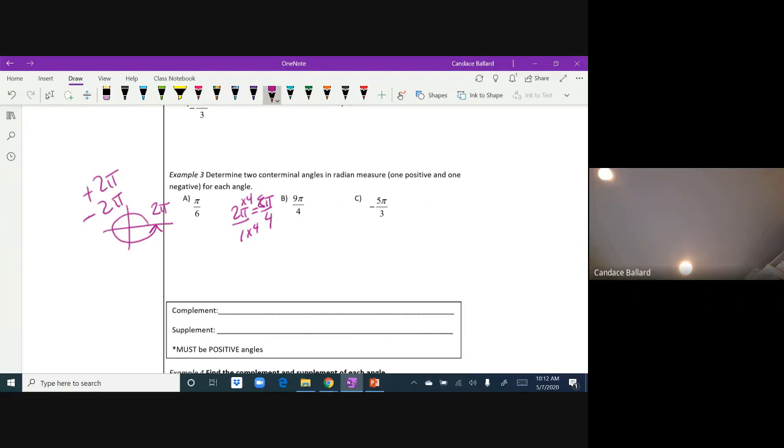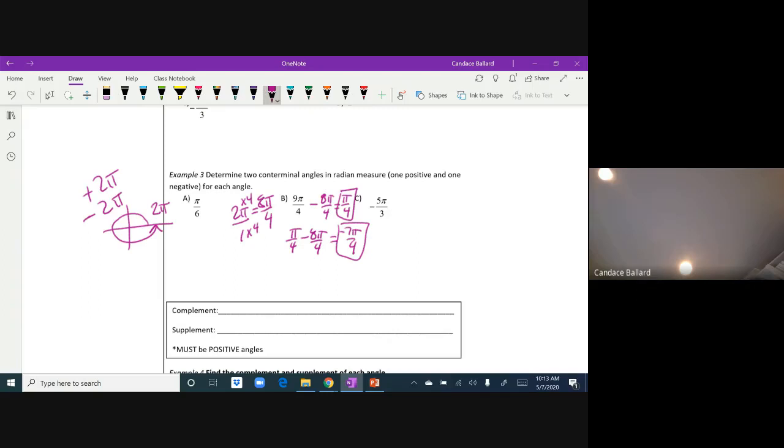Just like in the other one, I might need to add to get coterminal, or I might need to subtract, and I just need one positive and one negative. So what you do each time might vary depending upon where you start. In this one, I'm going to start with subtracting 8 pi over 4 and see what I end up with. So 9 pi over 4 minus 8 pi over 4 happens to be positive pi over 4. Well, I just got a positive angle by subtracting, so I know I haven't gotten to a negative one yet. So I know that this is one of my answers. I'm going to go again and subtract 8 pi over 4, which is like 2 pi, and I know that I get negative 7 pi over 4. So now I just got a positive and a negative coterminal angle.